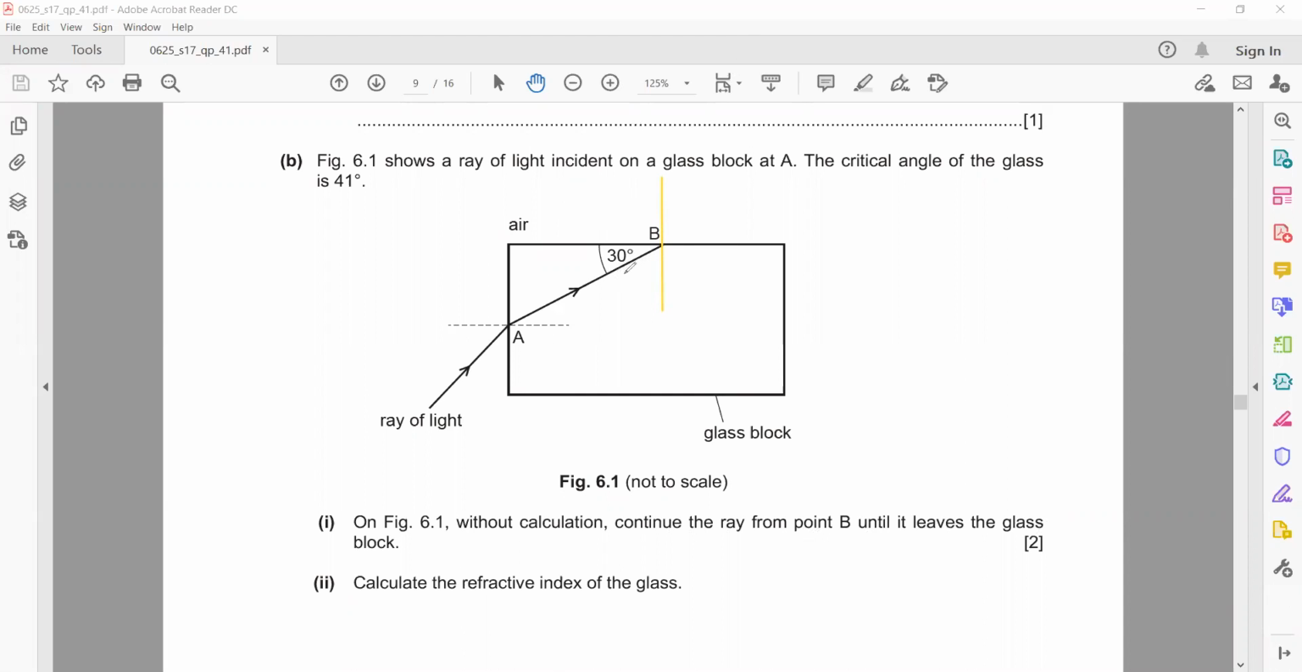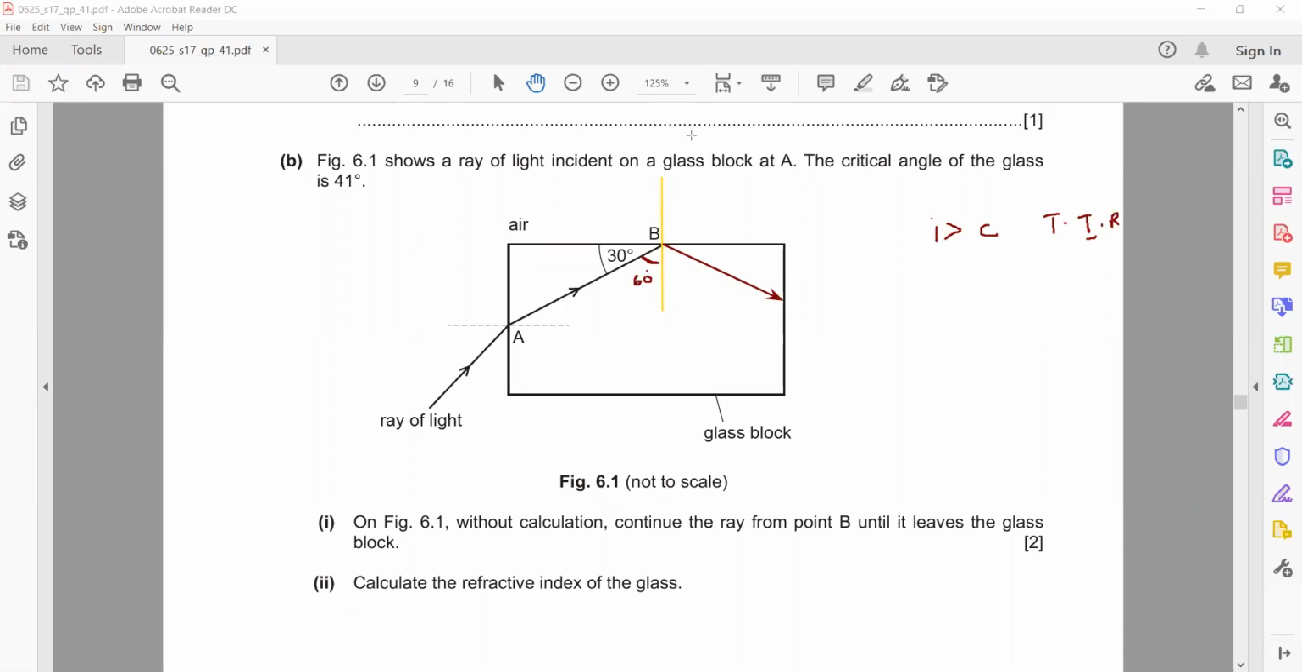What is the angle of incidence at this point? Angle of incidence is the angle between the incident ray and the normal. So what is the angle of incidence? The angle of incidence is 60. If the angle of incidence is more than the critical angle, then we will have total internal reflection. So instead of the light going out, it will bounce back or reflect back in the same medium. So it will follow the law of reflection.